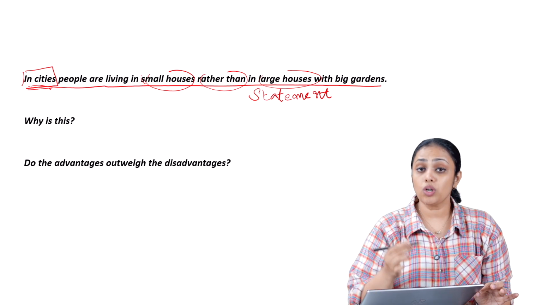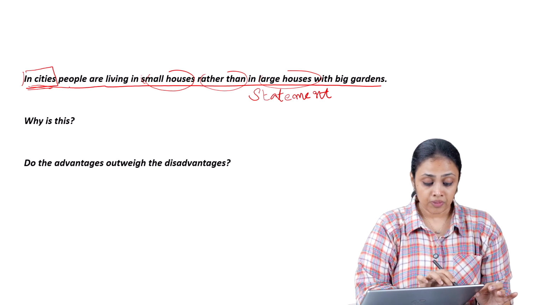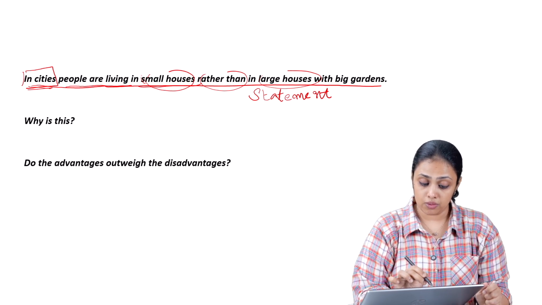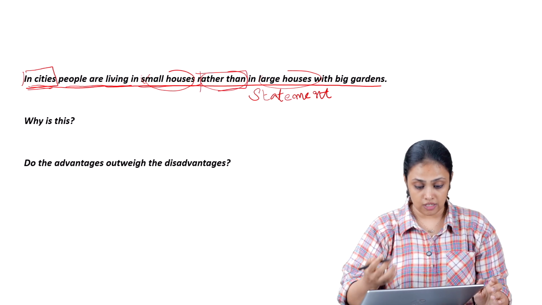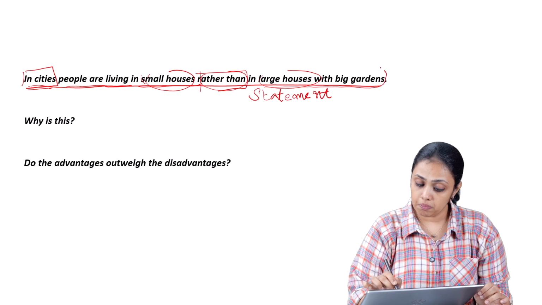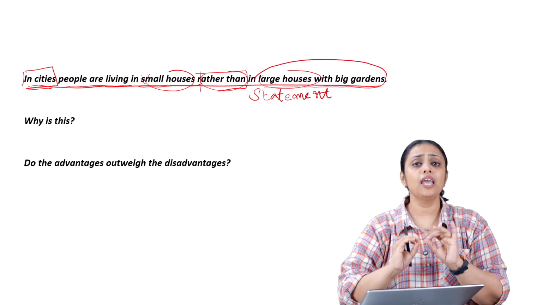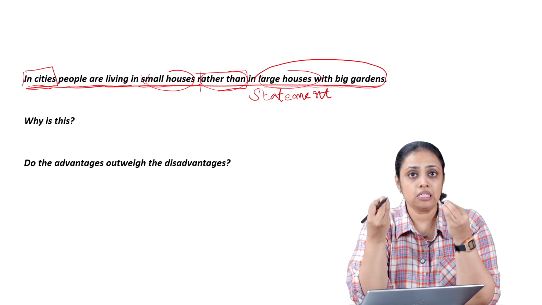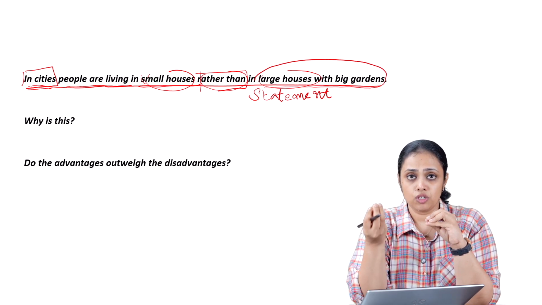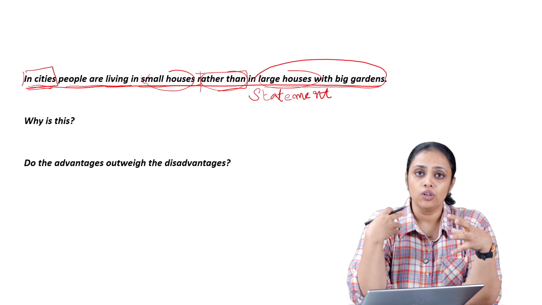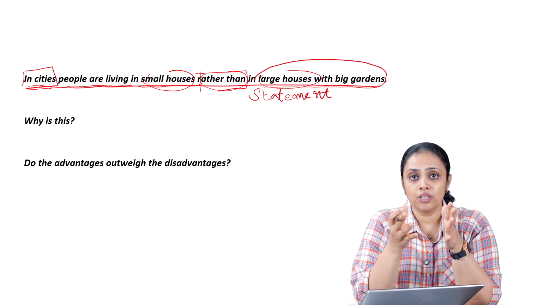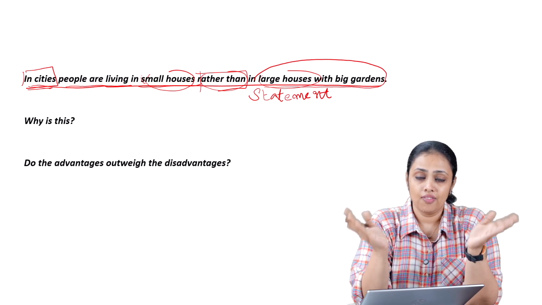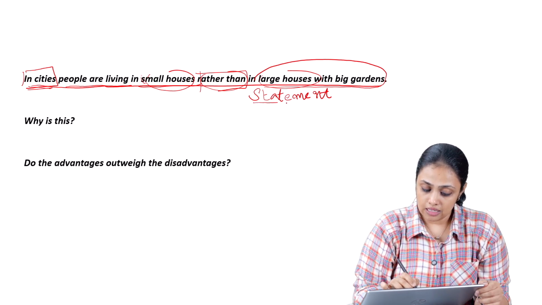So the question is from the backdrop of cities. In cities, what is mentioned? People are living in small houses rather than, instead of, living in large houses with big gardens. In the question, they have put in a scenario from cities. What is happening in cities as of now is that people tend to live in small houses more than in big houses with big gardens. That is the statement.